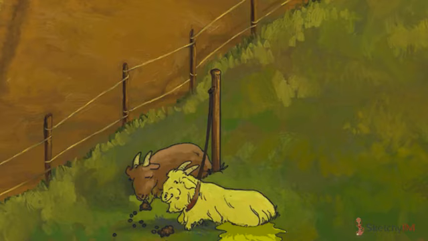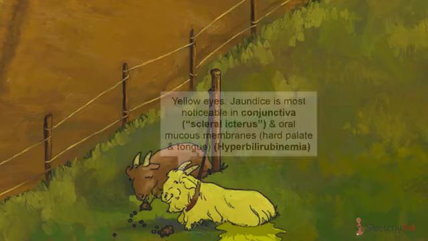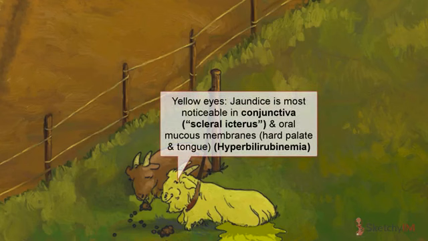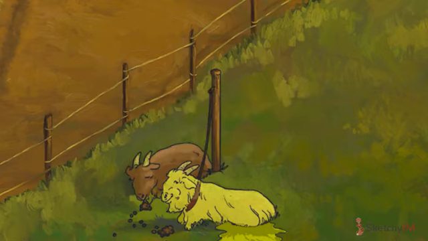On physical exam, it's most notable in 2 locations. First, yellowing of the whites of the eyes. This is sometimes known as scleral icterus, although the conjunctiva, not the sclera, is the site of bilirubin deposition. Second, look for yellow discoloration of oral mucous membranes, particularly the hard palate and under the tongue.